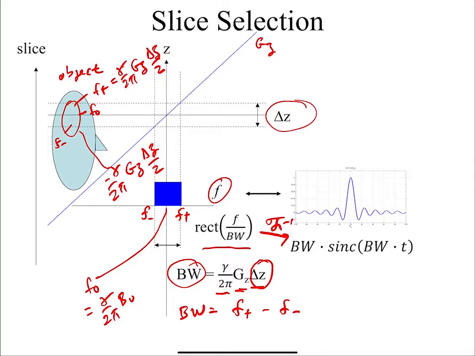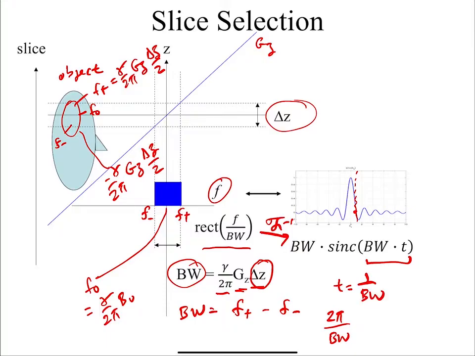All right? So where will this have its first zero? So let's say this is T. The first zero is going to occur at T equals what? Okay, so 2 pi over BW, that's one possibility. Any other guesses? It's actually a lot simpler than that. It's just 1 over the bandwidth. Okay?